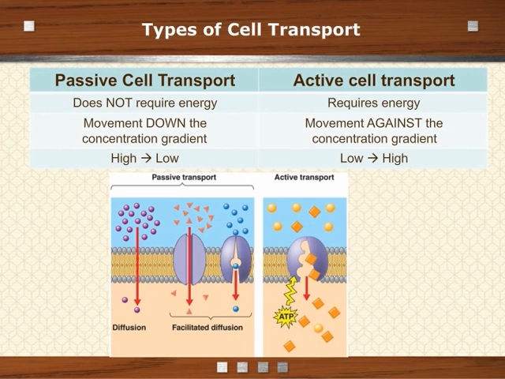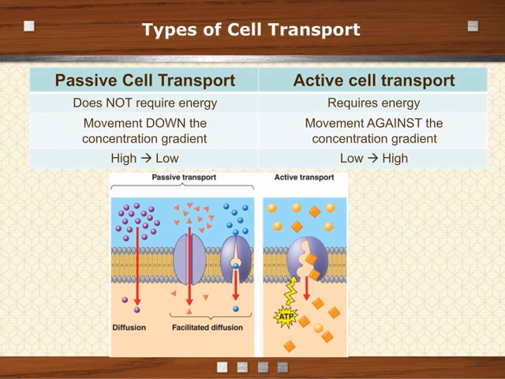There is a place on your graphic organizer to write in this information, but please write it in as we talk about it. So first, on the side for passive cell transport, you need to record that this is the type of transport that does not require energy by the cell. The reason that it does not require the input of energy by the cell is that it is moving down the concentration gradient.